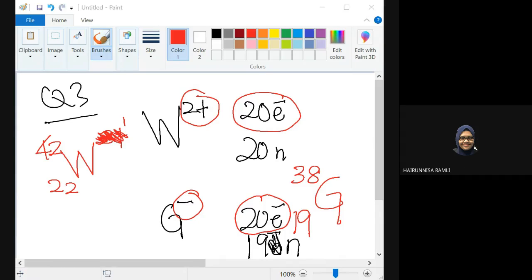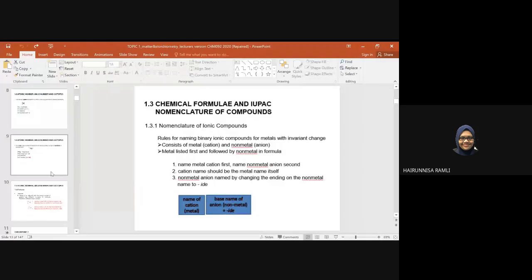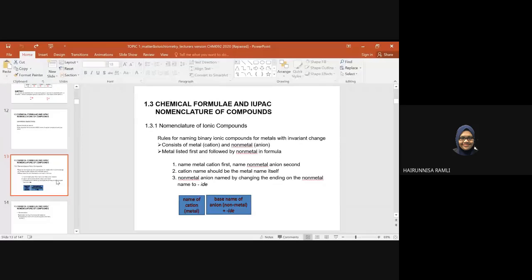Okay, sekejap eh. Kita proceed nomenclature. Sekejap. Okay. So okay, kita buka dulu this one. Okay, so sama juga kita buat, saya buat summary je lah eh, sebab saya assume you all dah baca lah eh. For 1.3 je lah kan, 1.3 kan? Sekejap boleh check ni, okay.